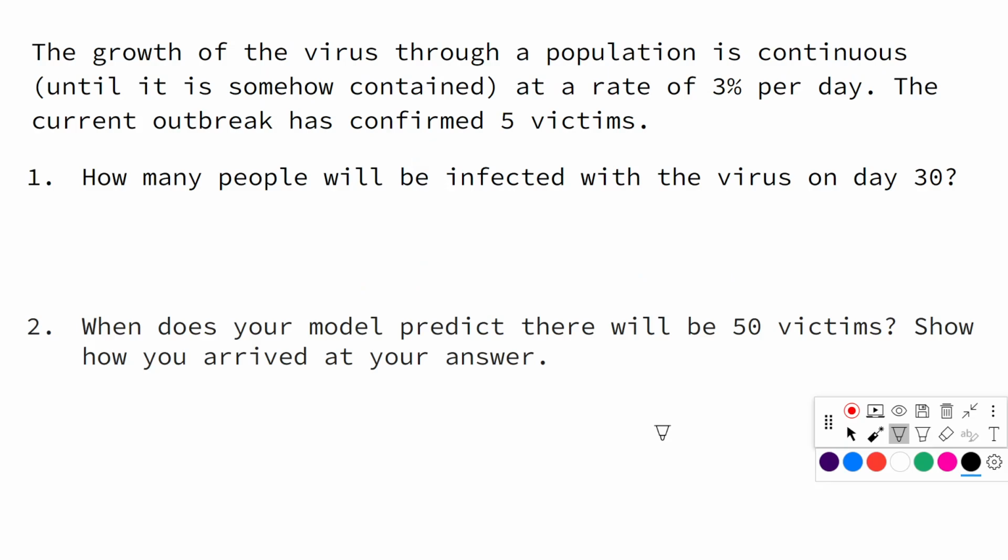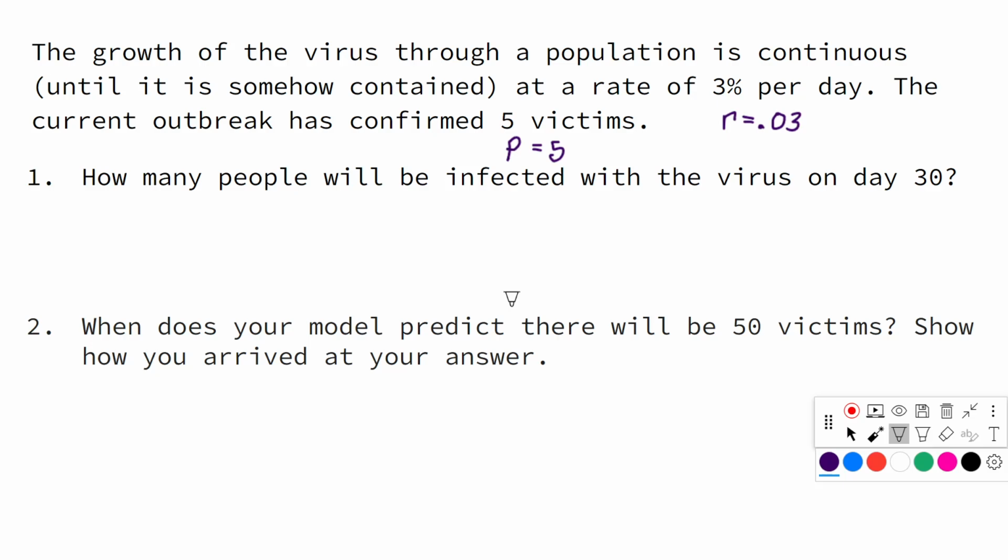The growth of the virus through a population is continuous until it is somehow contained at a rate of 3% per day. So that tells me that R is going to be 3% or 0.03. Remember, when you are converting a percent to a decimal, you either move that decimal 2 units to the left or divide that value by 100 to get the decimal. The current outbreak has confirmed 5 victims, so we know that P is going to be 5.